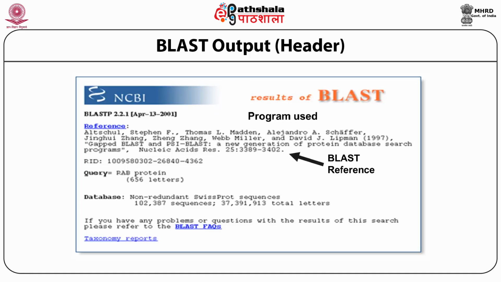Then a little bit of a description of your query protein. In this particular case, it is the RAB protein, as you can see. It has 656 amino acids, and that's written over there. And then the particular database that we used in this example is the non-redundant SwissProt database, and at the point of time when the search was done, it had 102,387 sequences with that many bases or amino acids in total over all the sequences.